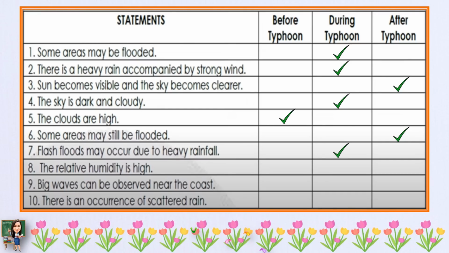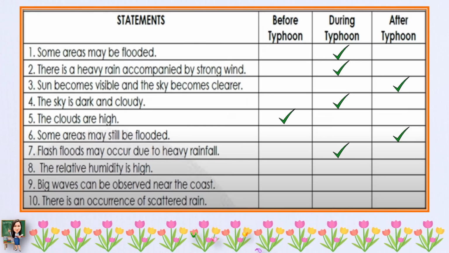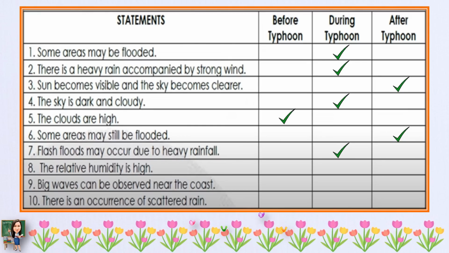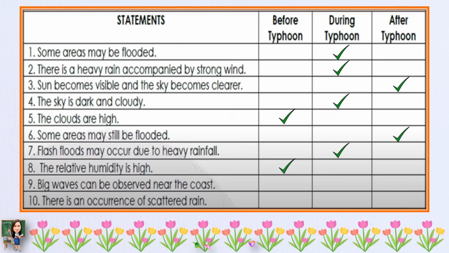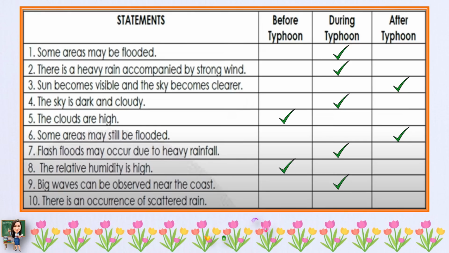Number 8. The relative humidity is high. Is it before, during, or after typhoon? Very good. The answer is before typhoon. Number 9. Big waves can be observed near the coast. Is it before, during, or after typhoon? Very good. The answer is during typhoon.